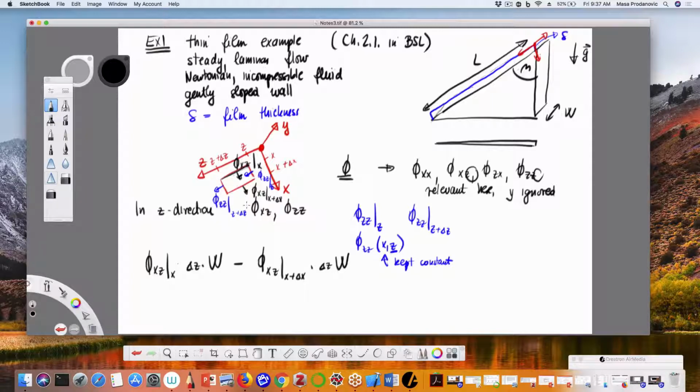And then I'm going to add in blue the rest of the balance. That's my phi zz evaluated at z. The area of this side is what? Delta x times also this w. And minus phi zz evaluated at z plus delta z, delta x w as well.